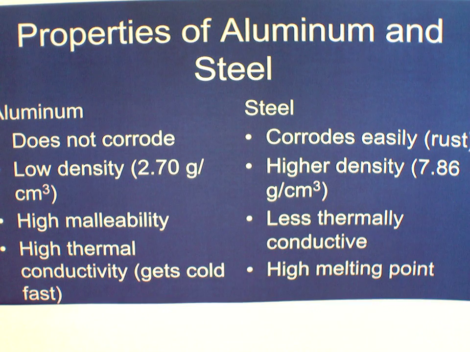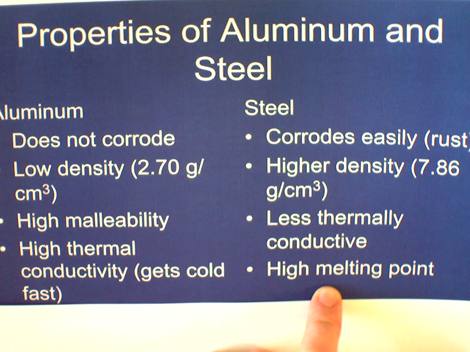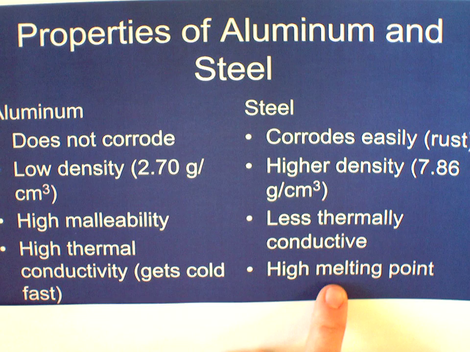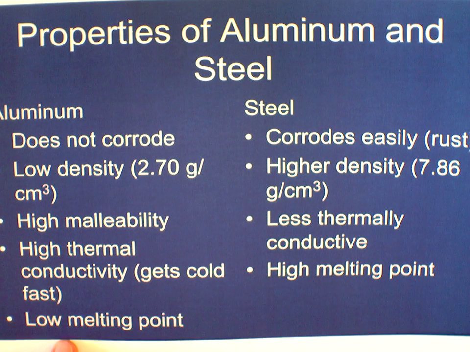Steel has a very high melting point, which means it takes a lot of energy to prepare it and melt it and mold it into the shape you want, whereas aluminum has a low melting point, so you can recycle aluminum very easily. Steel can be recycled, but not as easily.